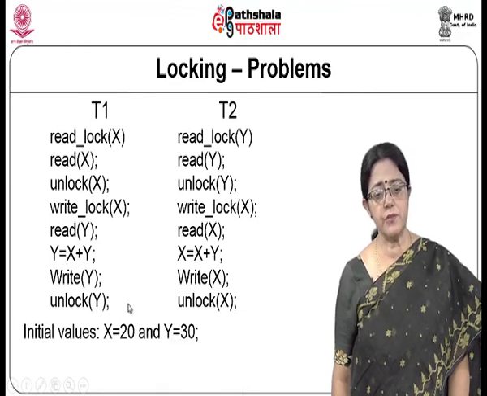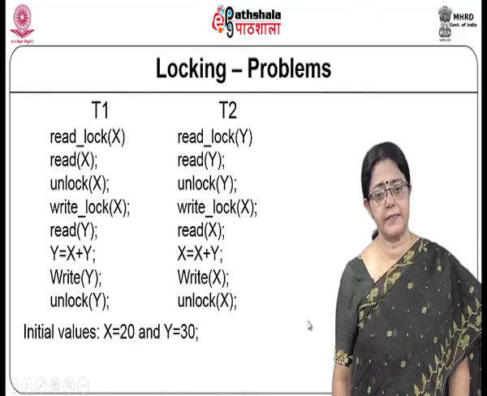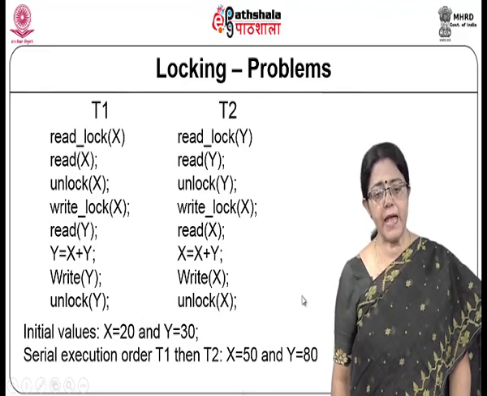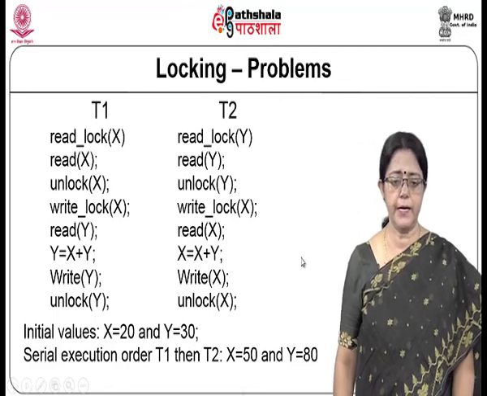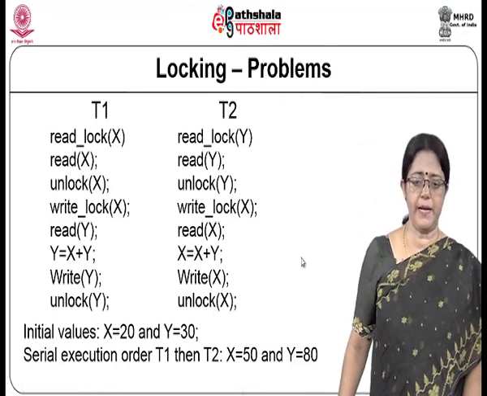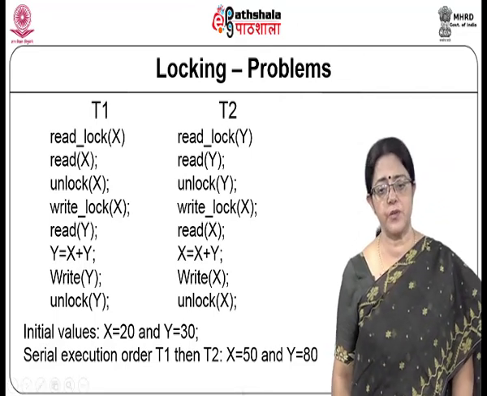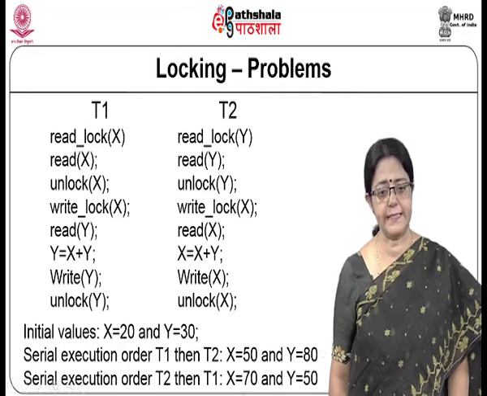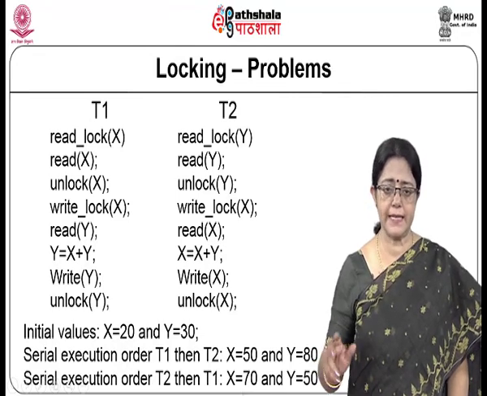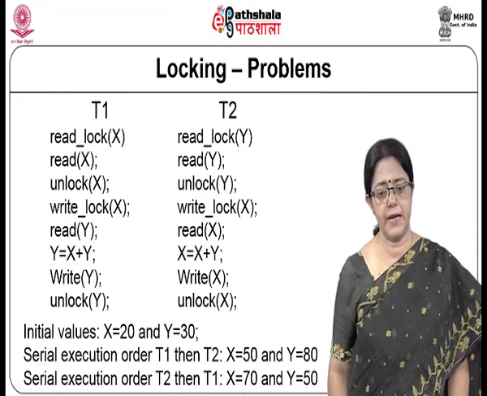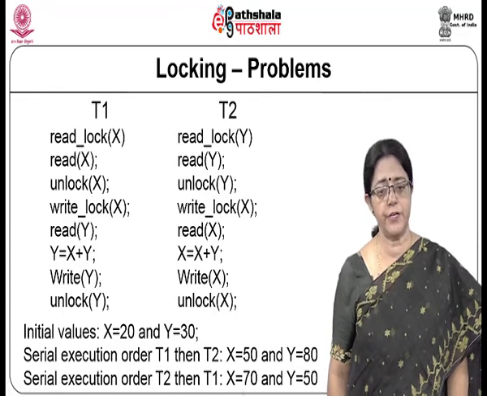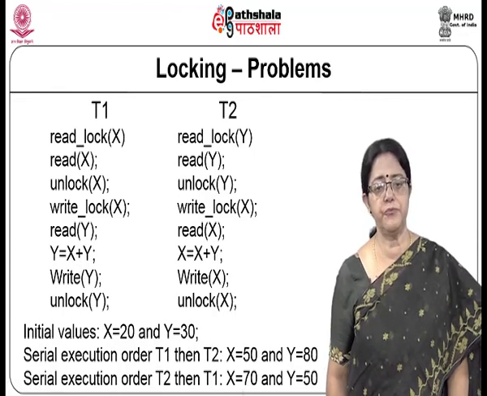So, the initial value of X is 20 and Y is 30. If we have a serial execution order of T1 followed by T2, then the value of X will be 50, Y will be 80. If the order is interchanged, T2 followed by T1, then the value of X at the end of it will be 70 and Y will be 50.